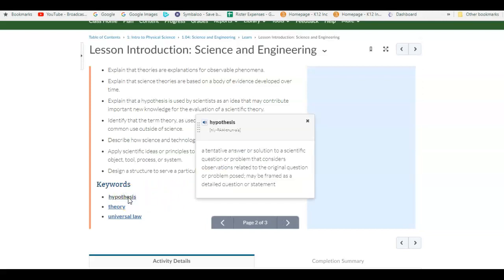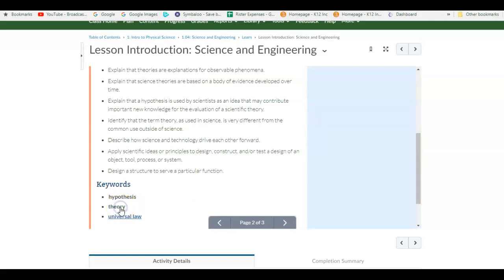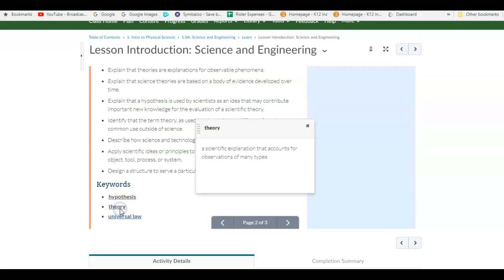So remember, keywords, you want these in your notes as well. A hypothesis is a tentative answer or solution to a scientific question or problem that considers observations related to the original question or problem posed. It may be framed as a detailed question or statement. A theory in science is a scientific explanation that accounts for observations of many types. So basically, based on everything we know, we think this is an explanation for something, right? It could be proven otherwise as you gather more information over time.